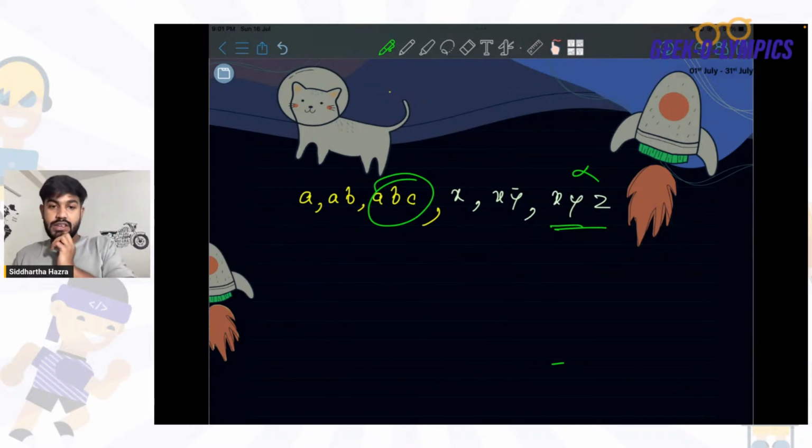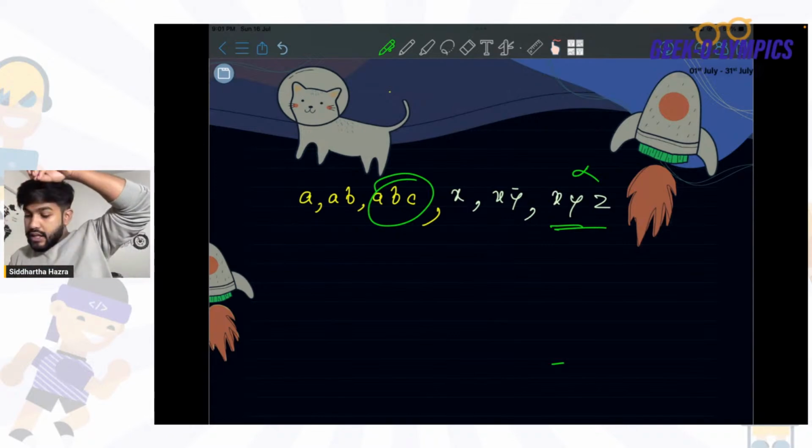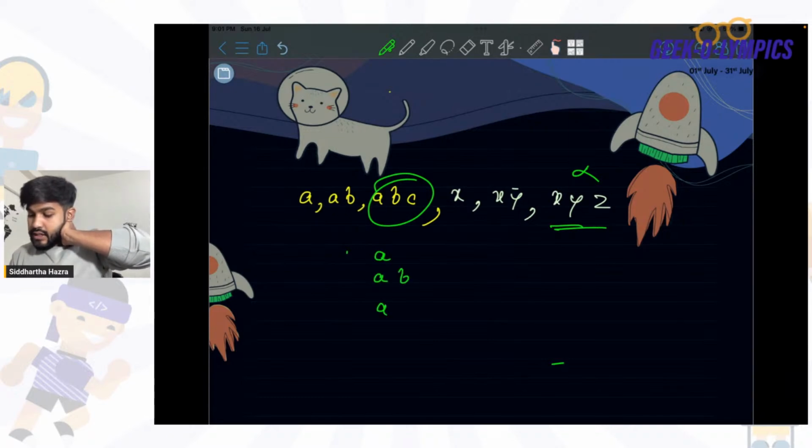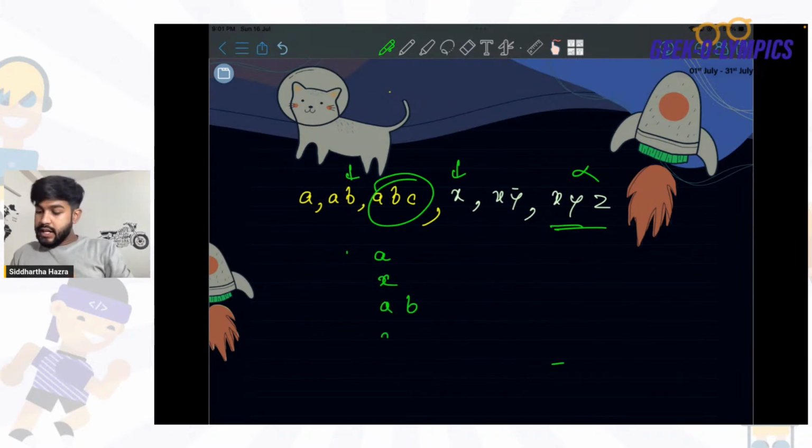Okay. So if ABC should be our answer and not this, what we can simply do is sort the values and make a condition. Okay, simply sort all the values and make a condition, that A would come first, then AB would come, then ABC would come. First A would come, then all the first characters, that is X would come, then AB should come, then XY should come, then ABC should come, and XYZ should come.